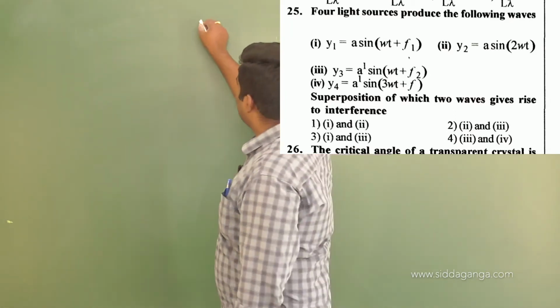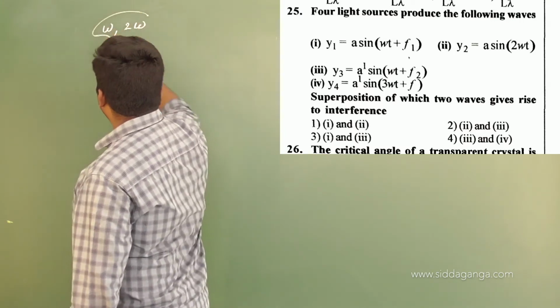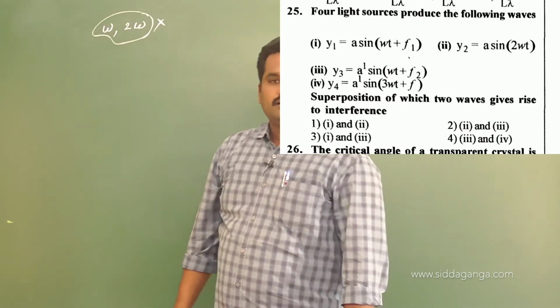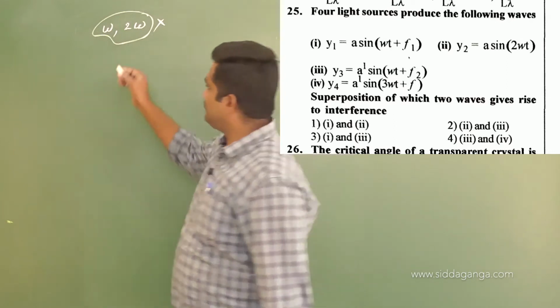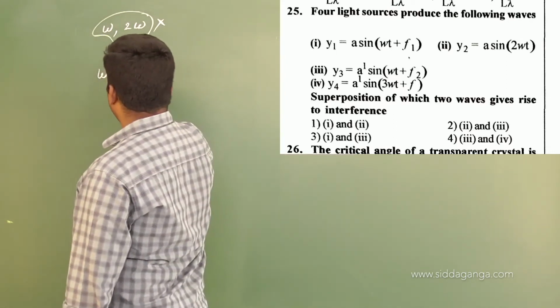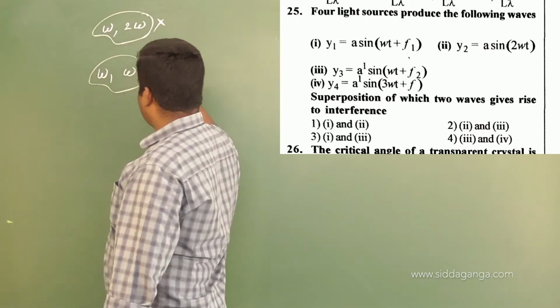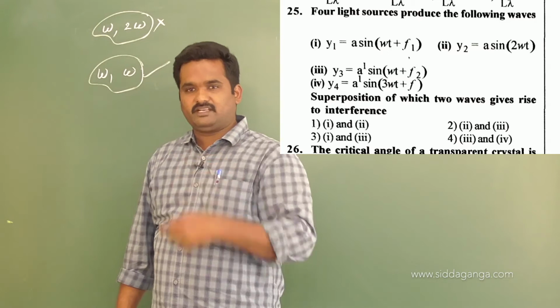Because the first one has omega, the other one has 2 omega. These two frequencies are not equal, so that means 1 and 2 never form interference. See the third one: for the first one we have omega, and for the third one, omega t itself. Here the frequency is the same, and they maintain a constant phase difference of f1 minus f2.